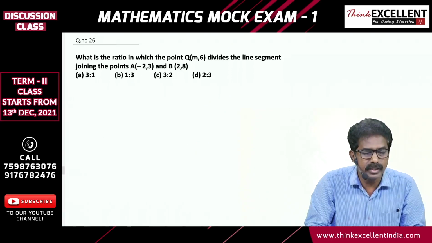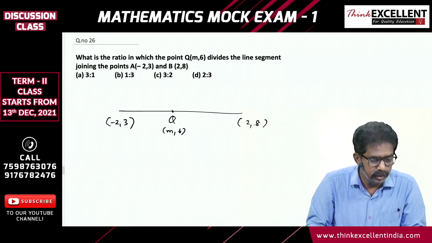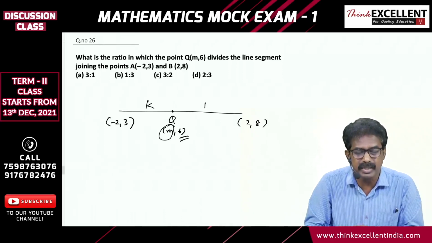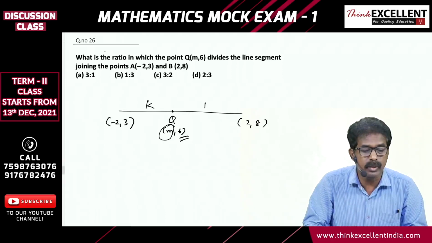What is the ratio in which the point Q(m, 6) divides the line segment joining (-2, 3) and (2, 8)? Here I'm taking the Y coordinate alone because I want to find the ratio they asked. I'm taking the ratio as k is to 1. Since the X coordinate has an m in it, you can't find the value directly. So I'm taking the Y coordinate.